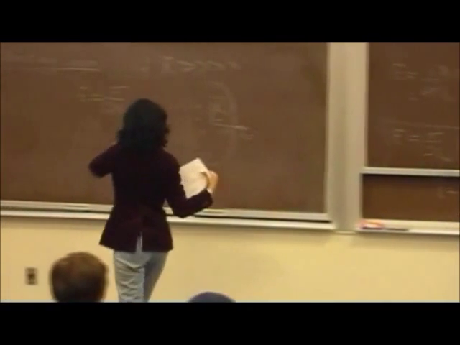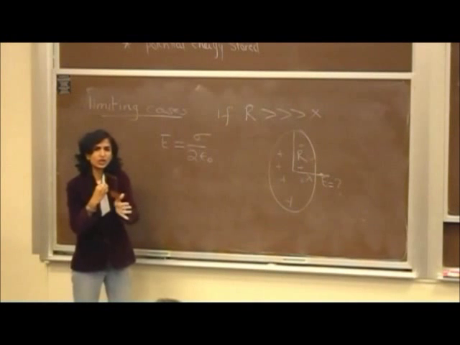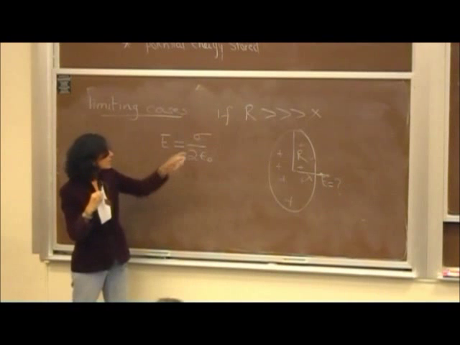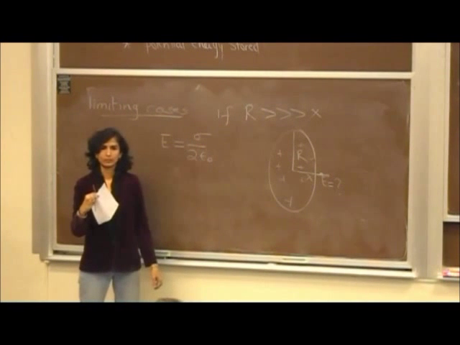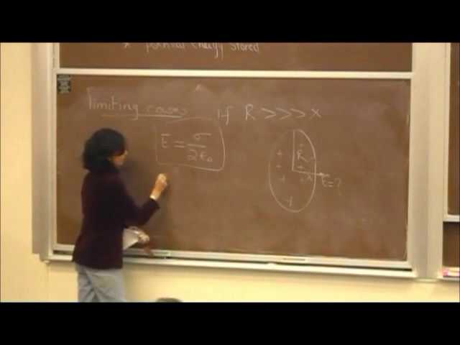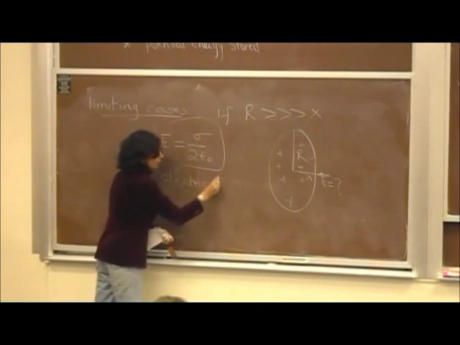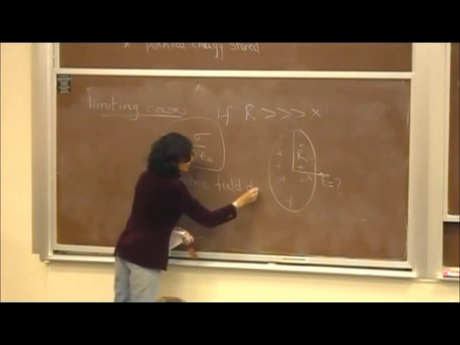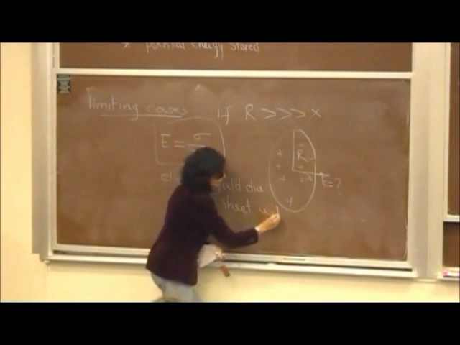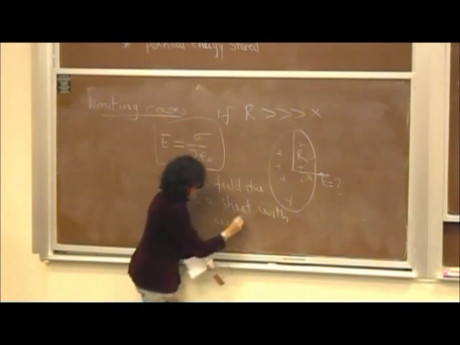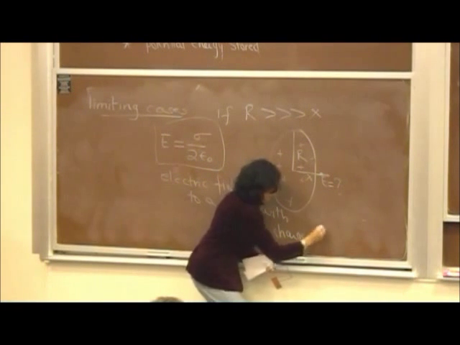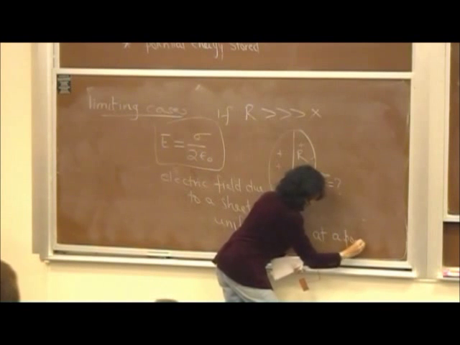For all those cases, you can use that the electric field due to each sheet, you can start calling it a sheet, is sigma over 2 epsilon 0. So if you like, we can just call it electric field due to a sheet with uniform charge at a point close to the sheet.